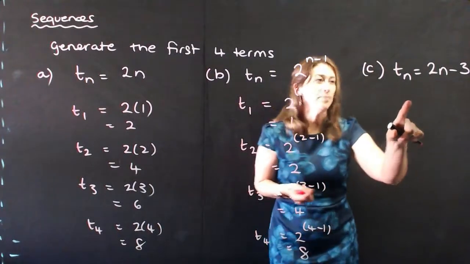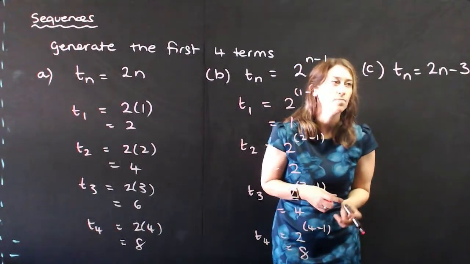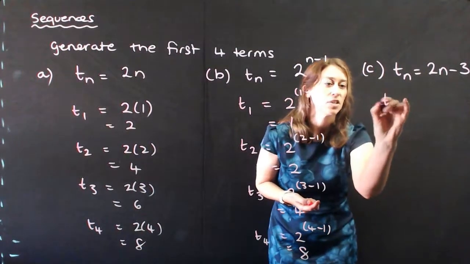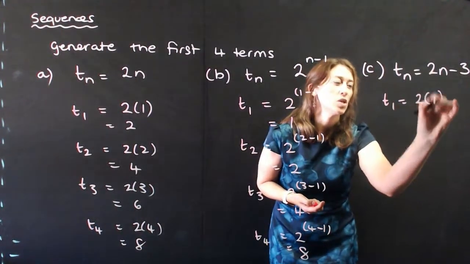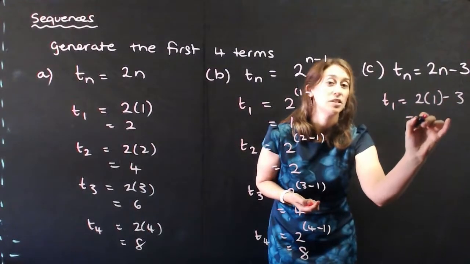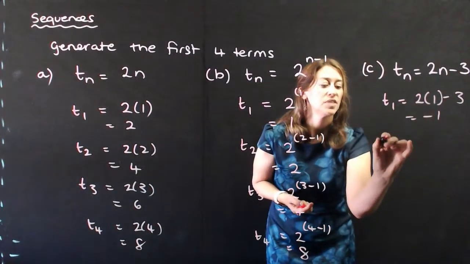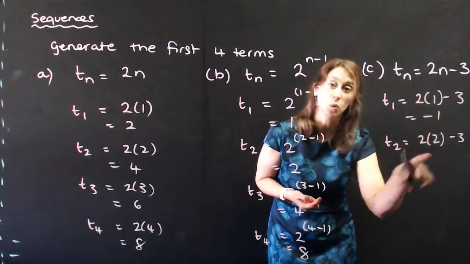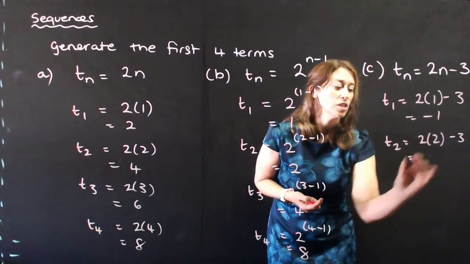Finally, let's look at this one. This rule is 2n minus 3. So if we're subbing in n equals 1, that's the first term. 2 times 1 minus 3 is 2 minus 3, which is minus 1. The second term is 2 times 2 minus 3, so 4 minus 3, which is 1.